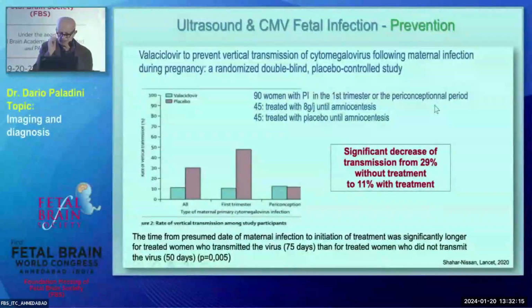As you see, the first study in Lancet is from 3 years ago, okay? And from then onwards, there have been other studies validating the fact that if you administer valacyclovir as soon as you have proof of maternal infection, the vertical transmission decreased from 30% to 11%. And also, the closer you treat the woman to the evidence of infection, the more effective is the treatment in reducing the vertical transmission rate. So that's of crucial importance.